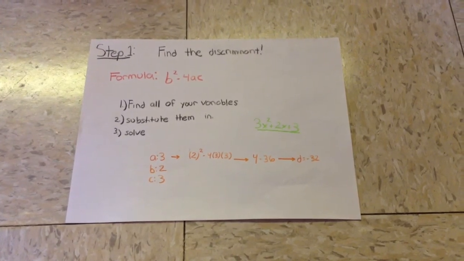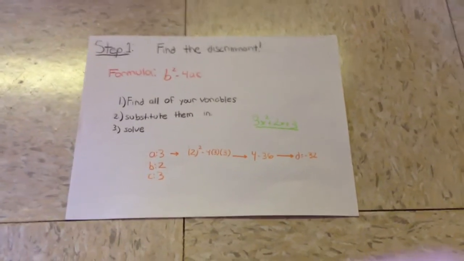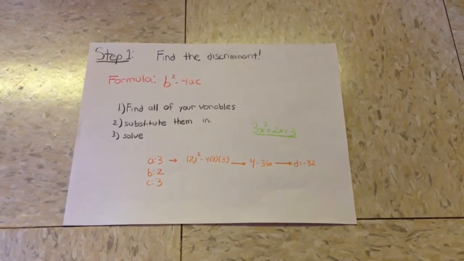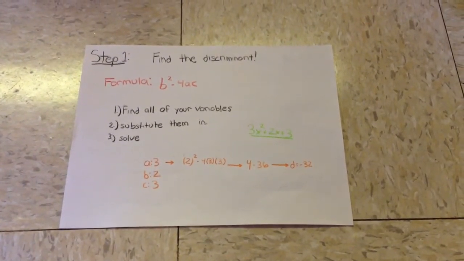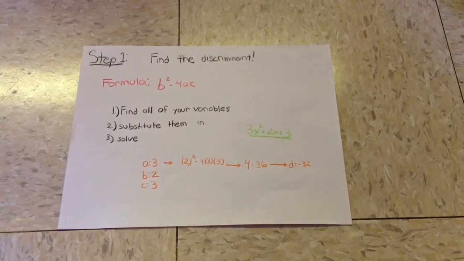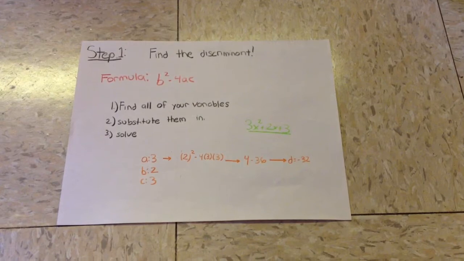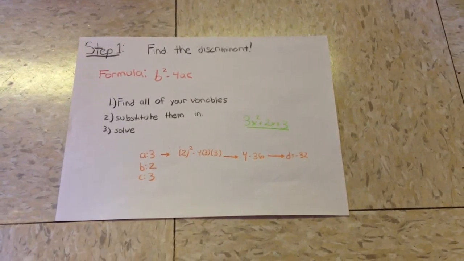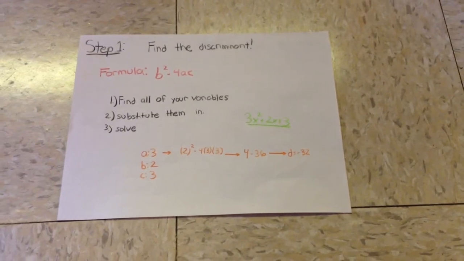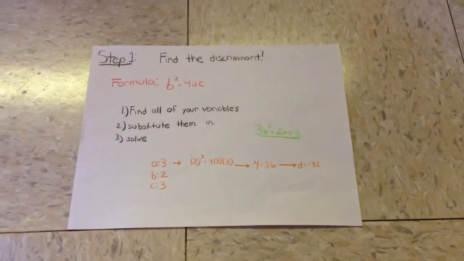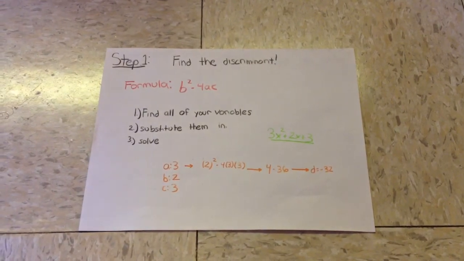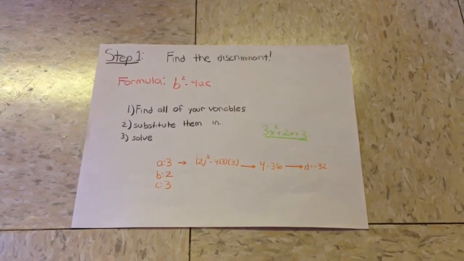Here is an example. Let's say we have a function 3x squared plus 2x plus 3. First we substitute everything into the equation. So a is 3, b is 2, and c is 3. Now you substitute into the equation. So what we would have is 2 squared minus 4 times 3 times 3.